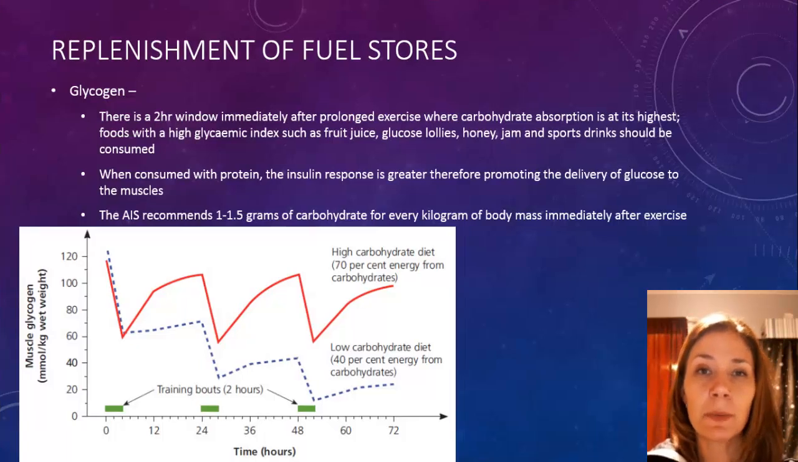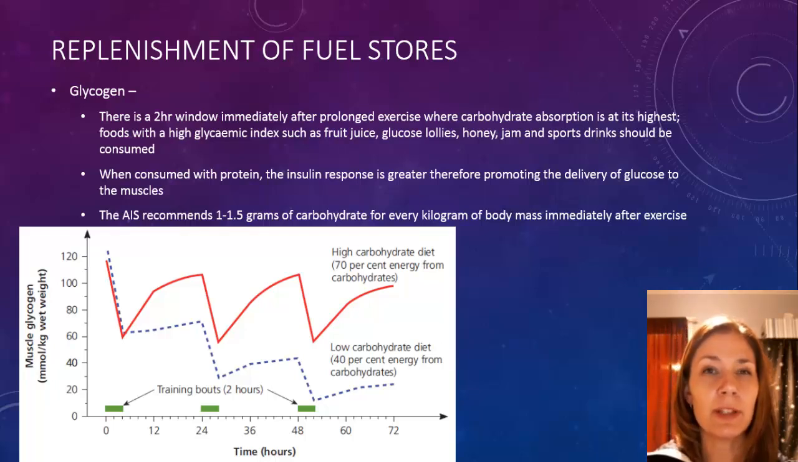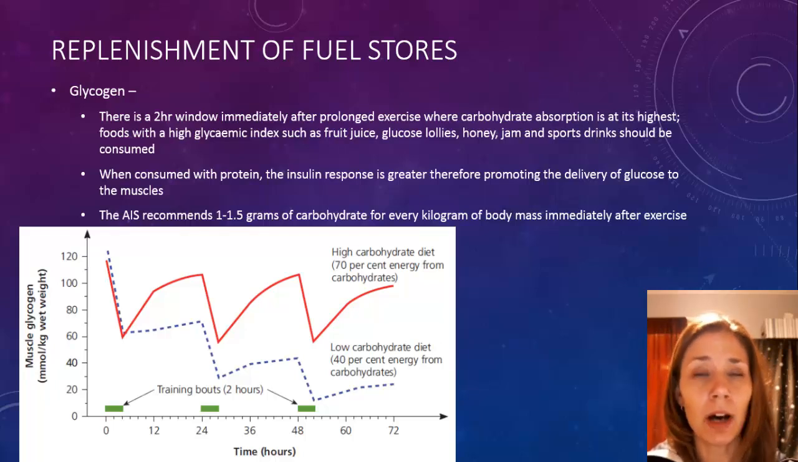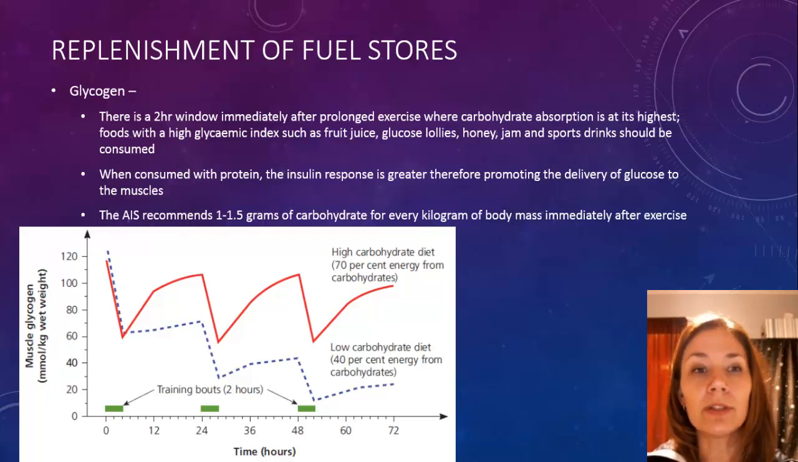Alright, so glycogen is probably one of the most important fuel stores that long-distance athletes will want to replenish, particularly immediately after the event. There's a 2-hour window that scientists have looked at, and they've said that that's when carbohydrate absorption is at its highest. And in particular, foods with a high glycemic index, such as fruit juice, glucose lollies, honey, jam, anything that raises the blood sugar quickly will be the things that an athlete wants to consume.